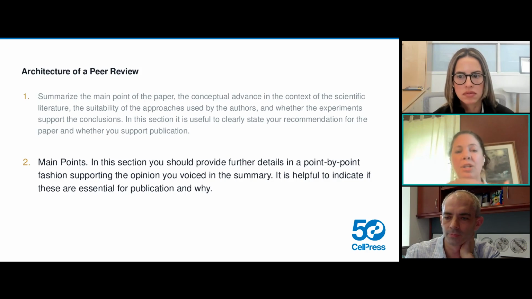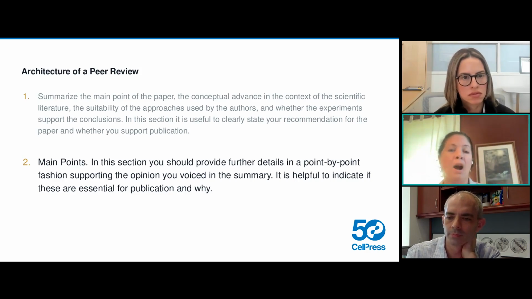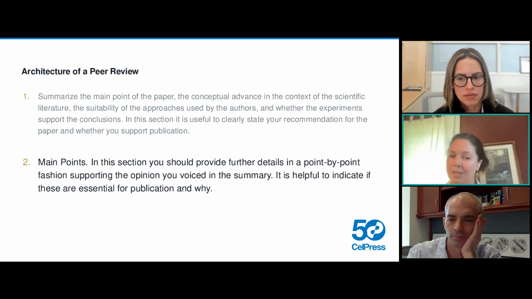This is your chance to give detailed information about why the conclusions drawn from a particular panel aren't supported, and here's why. A different approach should be used instead of the one taken here. This type of very concrete information should be provided in the middle section of the peer review, the main points.